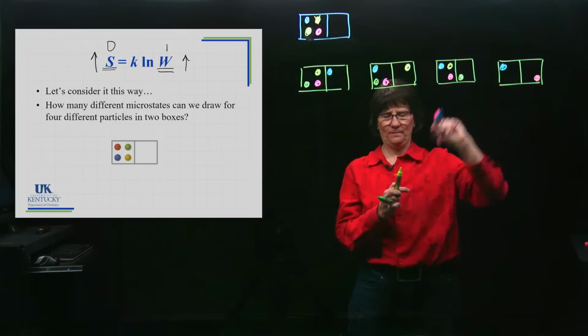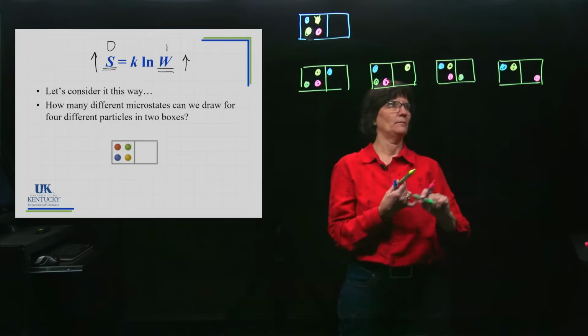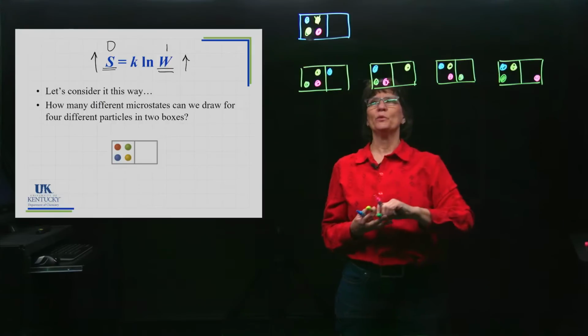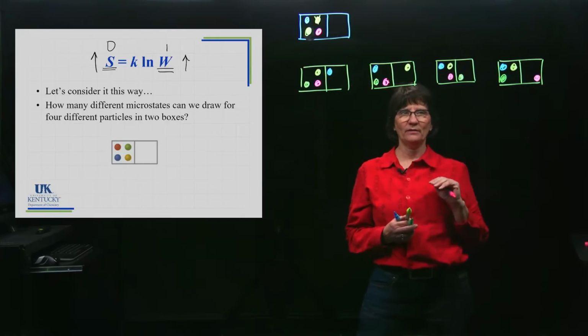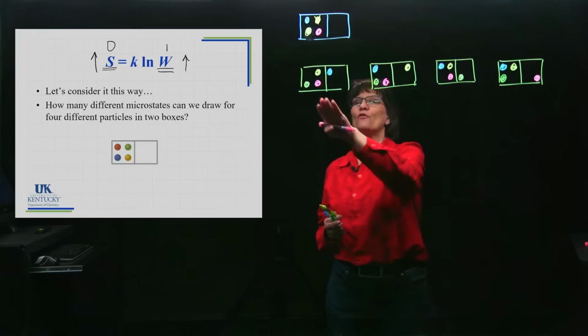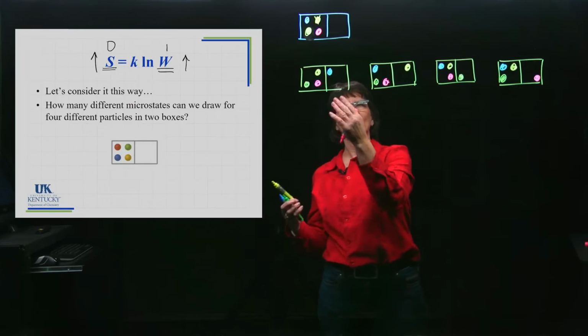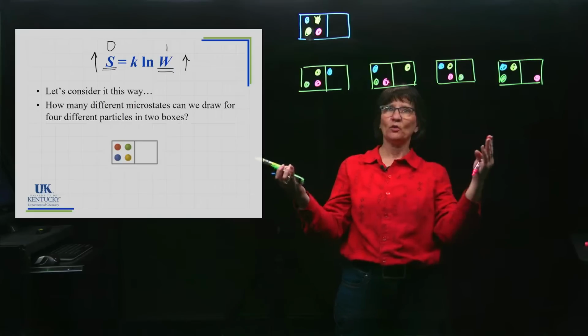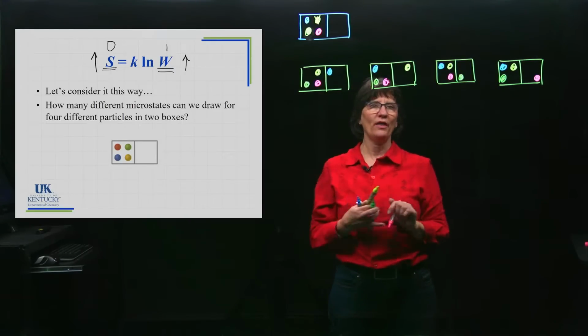So the blue, the yellow, and the green. So this one has 4 equivalent microstates. 4 ways of arranging them that are equivalent. How are they equivalent? They have 3 on one side and 1 on the other. That's equivalent in every one of these boxes. But it's a different 3 here and a different 1 there.